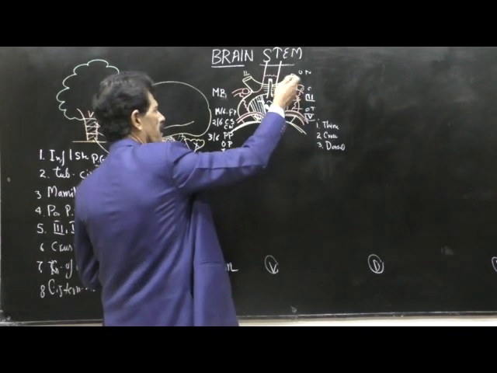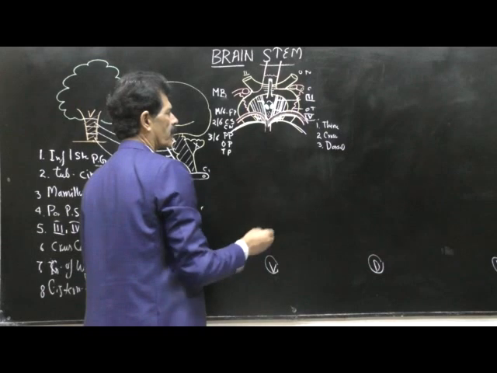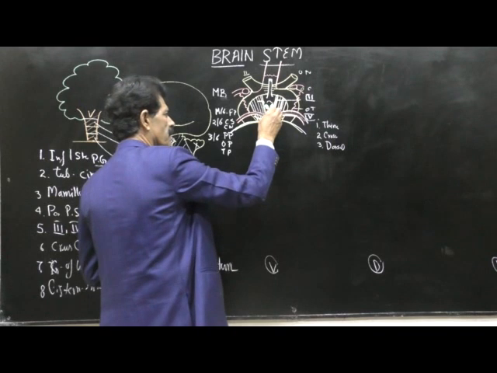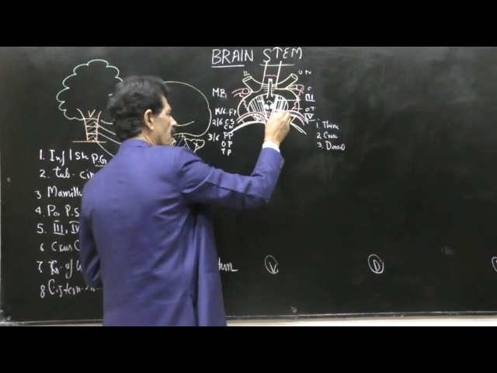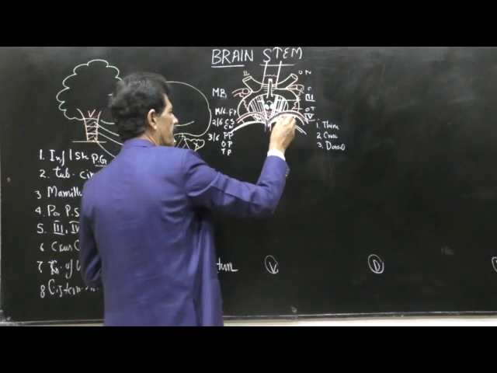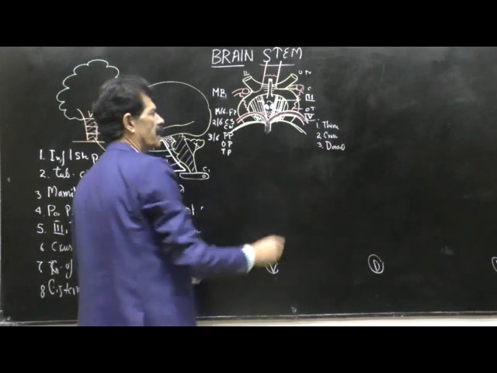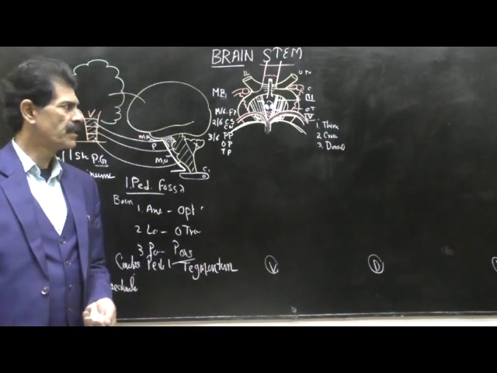So this circle is formed in the interpeduncular fossa. Then from these, the central branches run and pierce the posterior perforated substance and go deep inside the brain and the cerebrum to supply the deeper structures. So this is how the interpeduncular fossa has its structures.